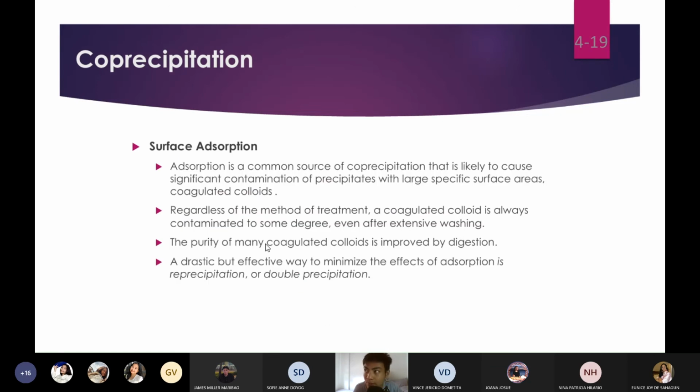Surface adsorption, what happens here is that yung contaminants didikit siya sa surface ng precipitate mo. So, kakabit lang siya. So, as a result, tataas yung mass ng precipitate mo. So, if you want to remove that contamination, ulitin mo na lang yung precipitation. So, i-acid digest mo uli yan. Tapos, ipe-precipitate mo siya uli.